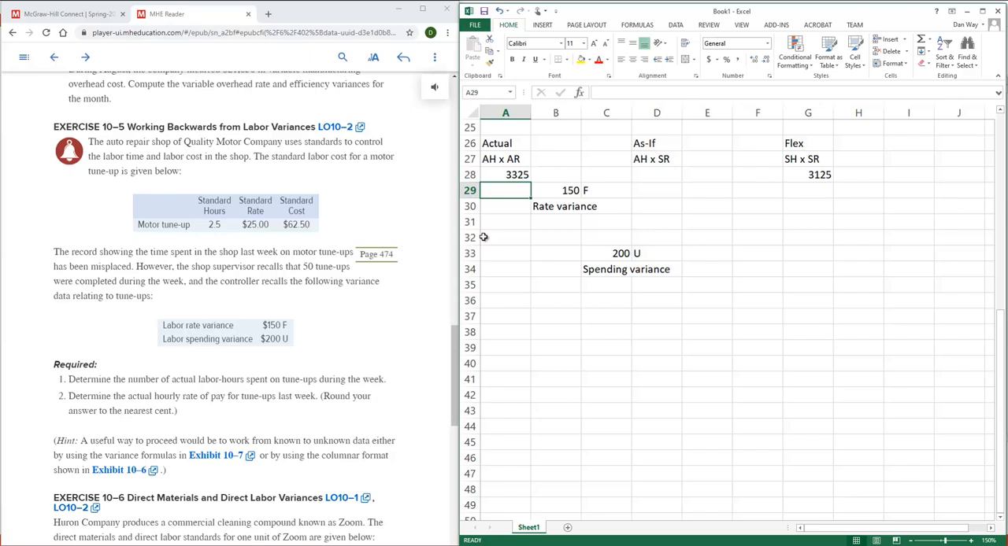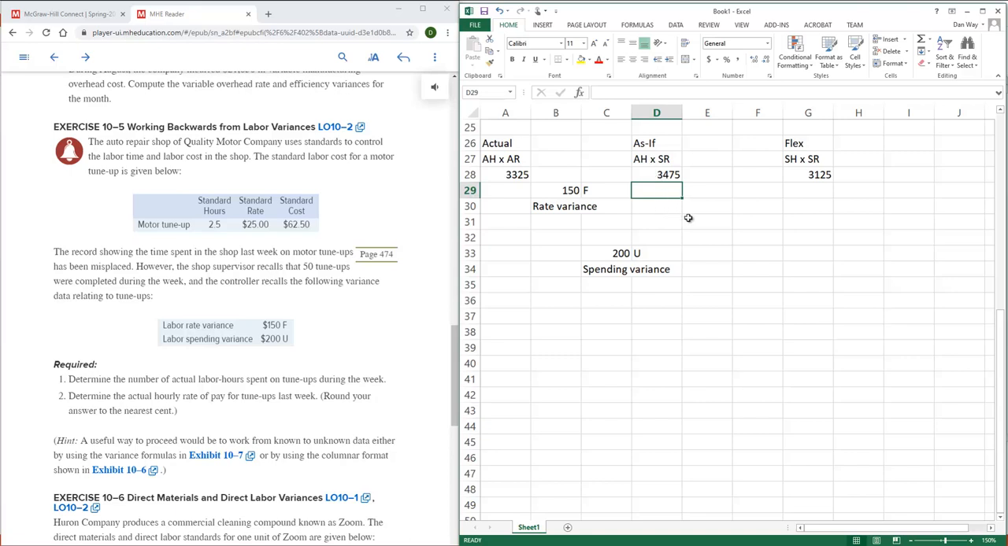We can also go ahead and find the as-if amount, because we know that the rate variance was $150 favorable. So if we take the 3,325 from the actual and add the $150 favorable rate variance, we know that the as-if must have been 3,475.